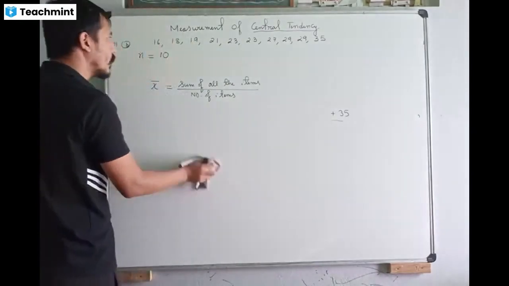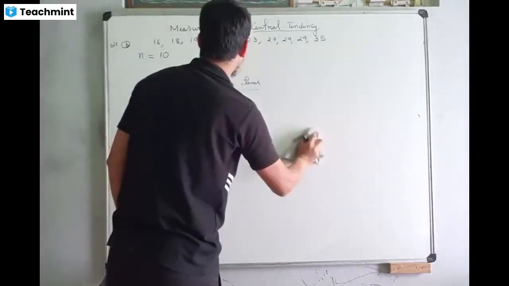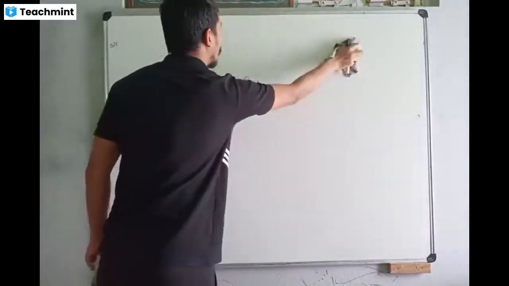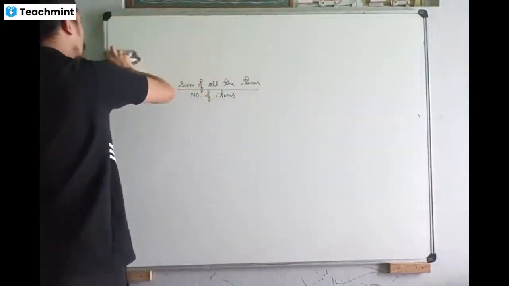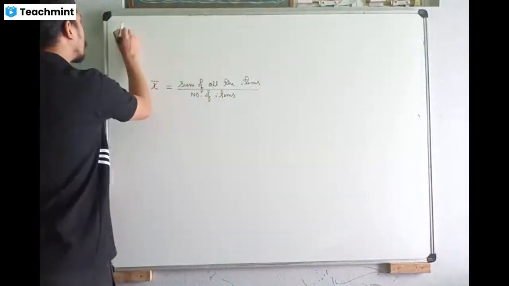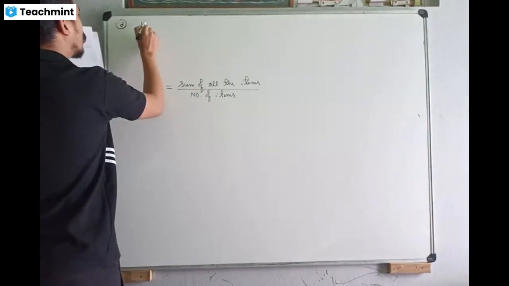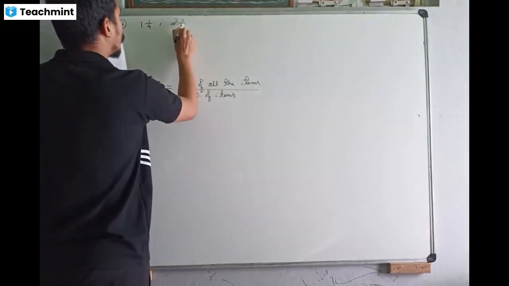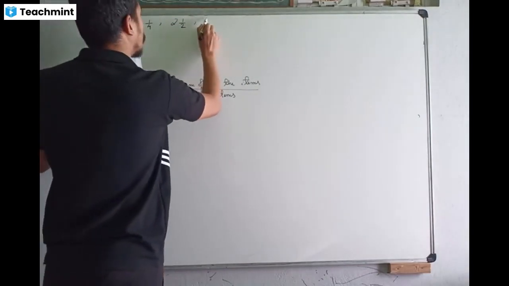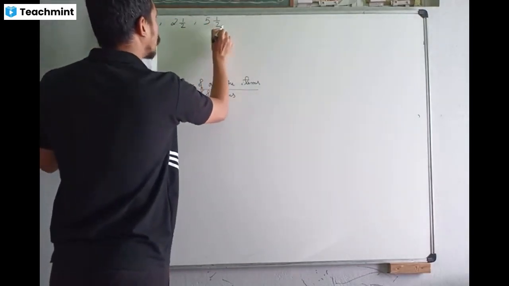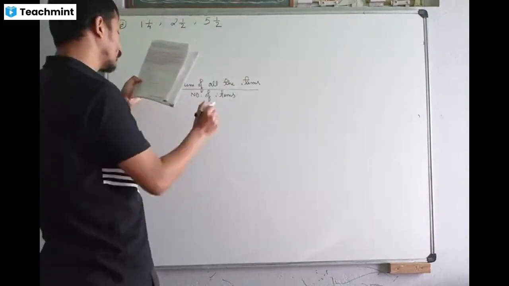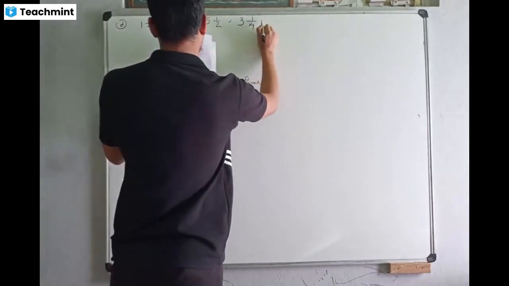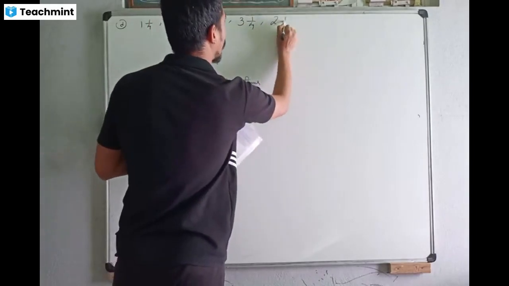Now we shall go for part D of question number 1. In part D, your series is 1 1/4, 2 1/2, 5 1/2, 3 1/4, and 2 1/2.